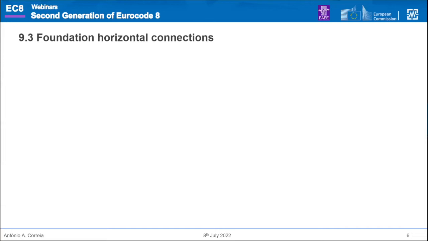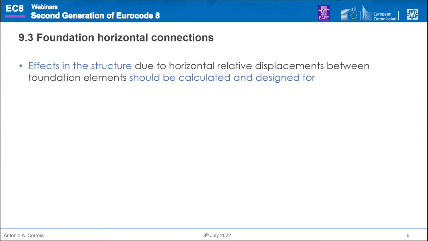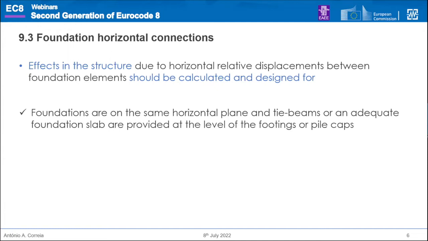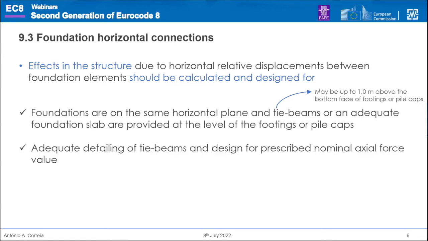Now, in terms of the foundation elements, they should be horizontally connected. And so the effects in the structure due to possible horizontal relative displacement between the foundation elements should be calculated and designed for. And the foundations should be on the same horizontal plane, using tie beams or an adequate foundation slab at the level of the footings or the pile caps to connect them all horizontally. And this horizontal plane may be up to 1 meter above the bottom face of footings or pile caps. It doesn't necessarily have to be at the base level.